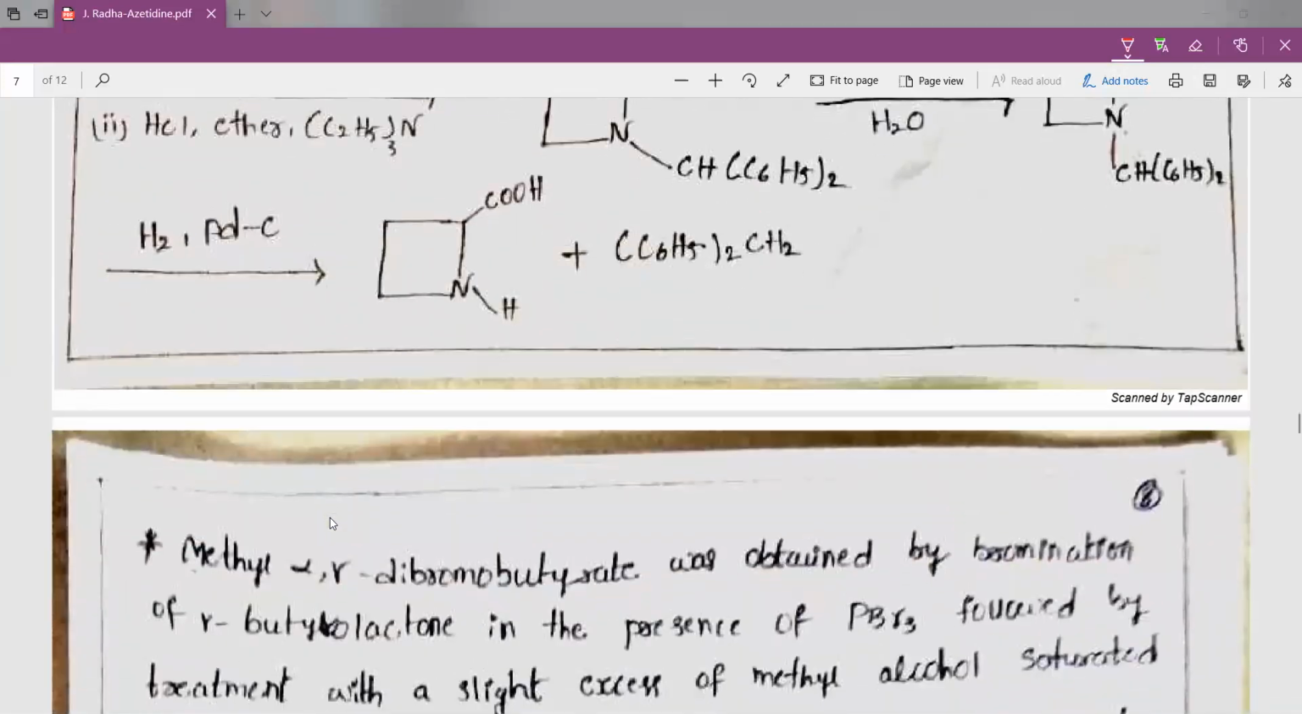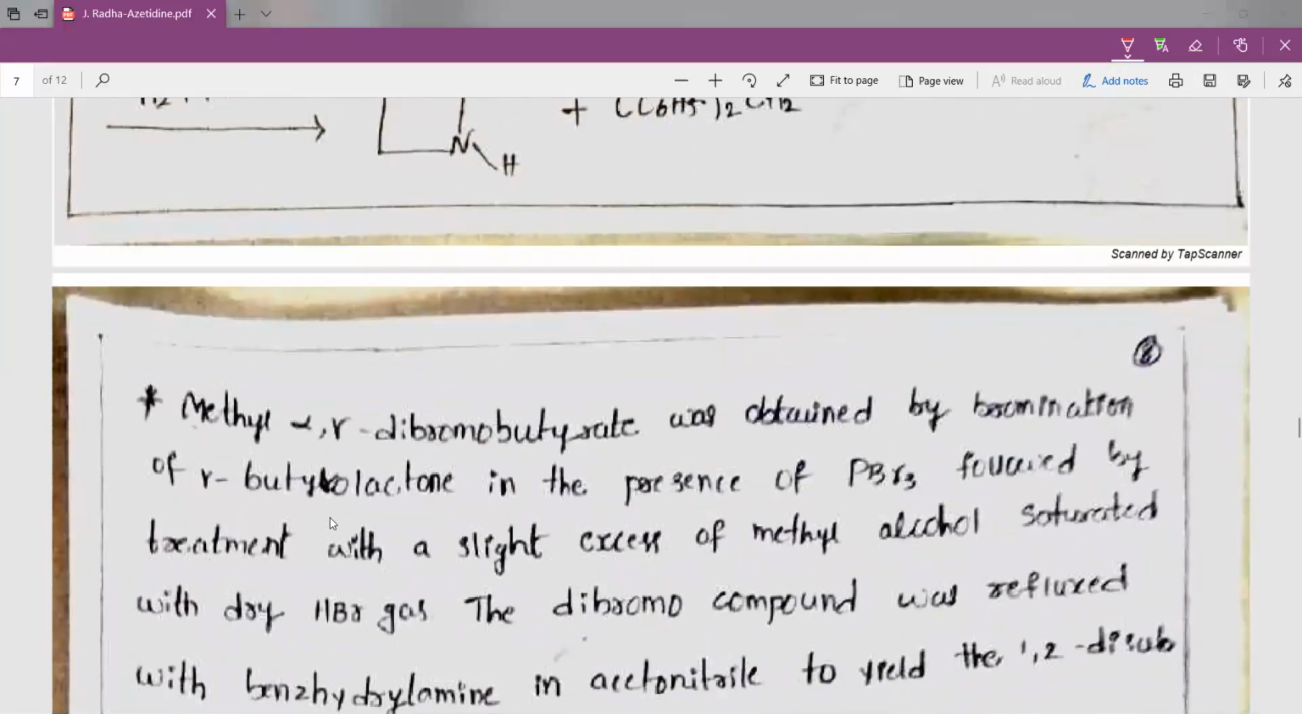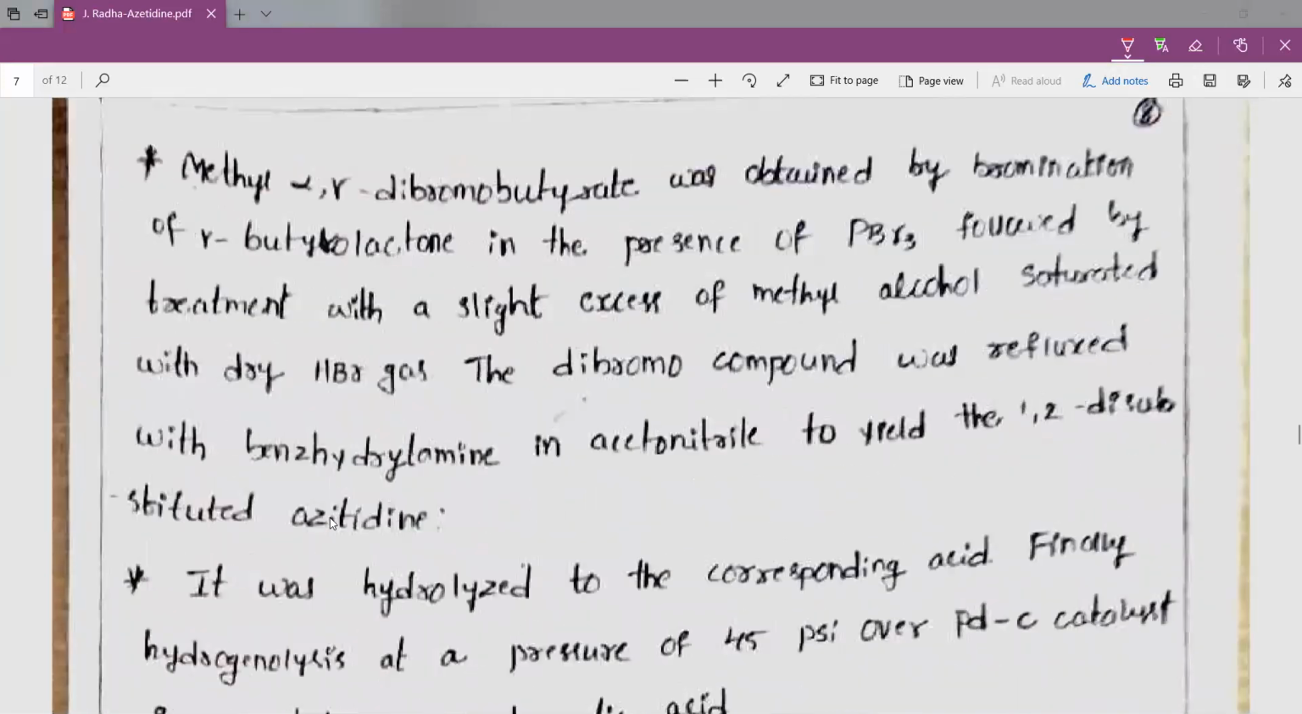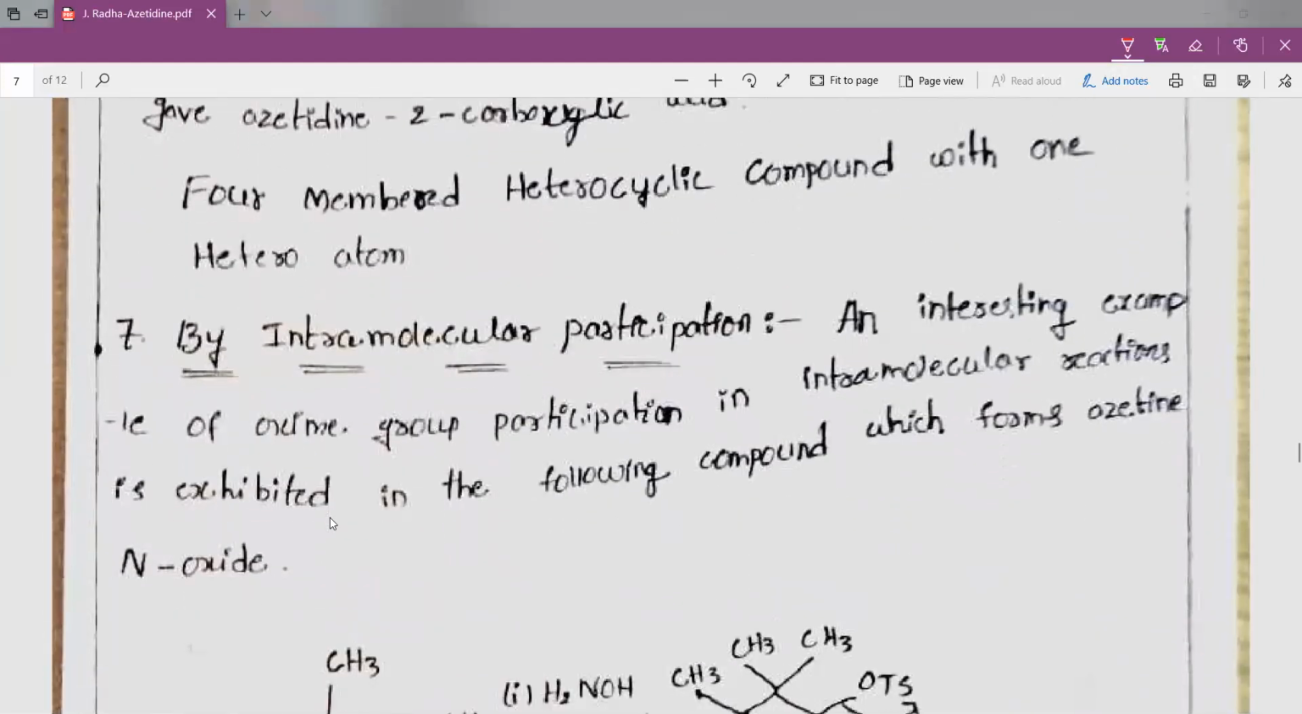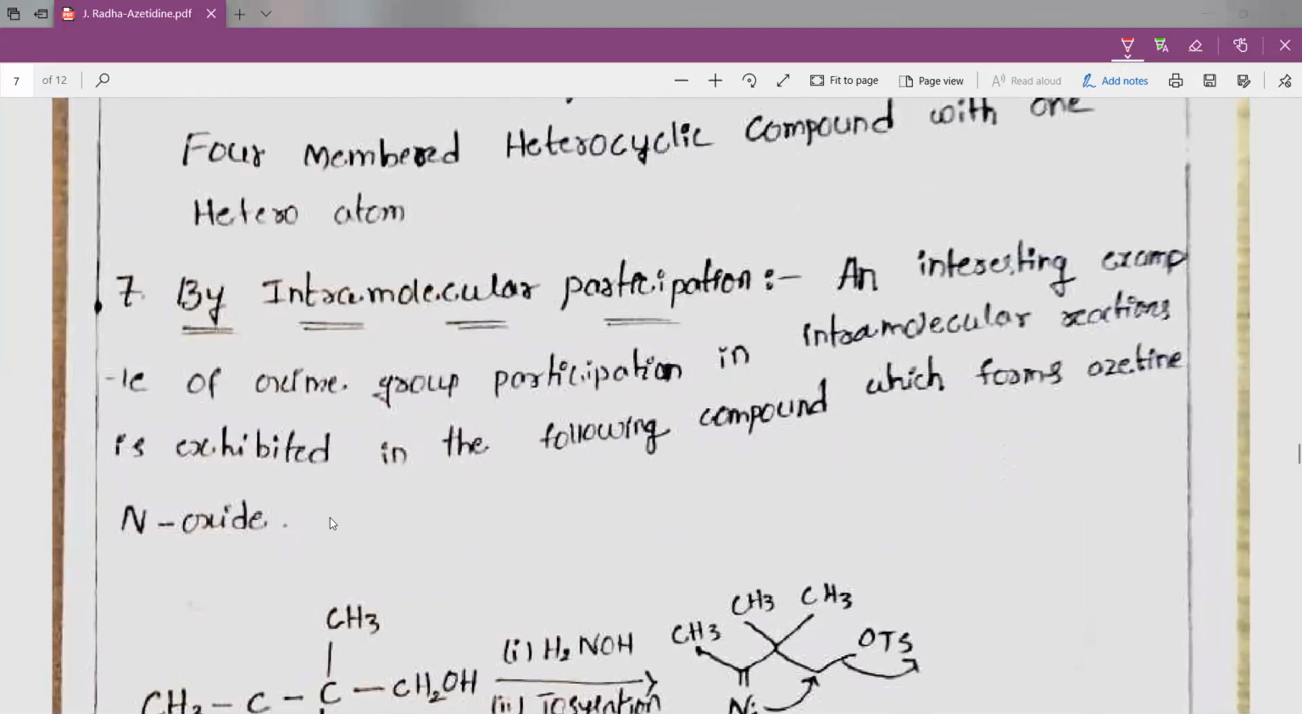So this is another method for the synthesis of simple azetidines. Next, intramolecular participation.